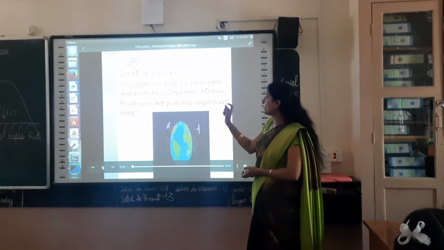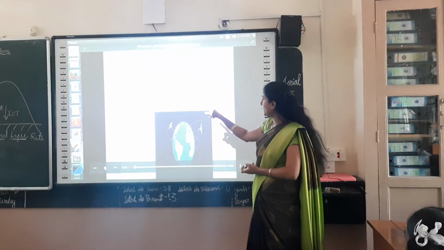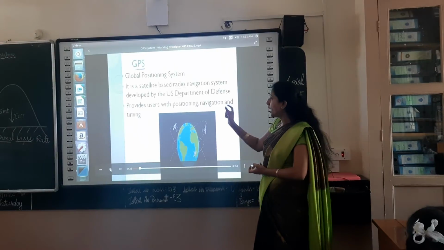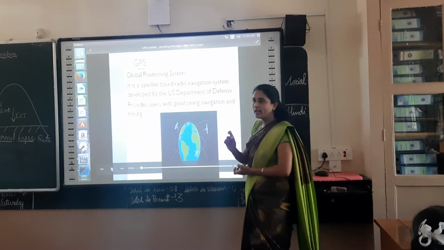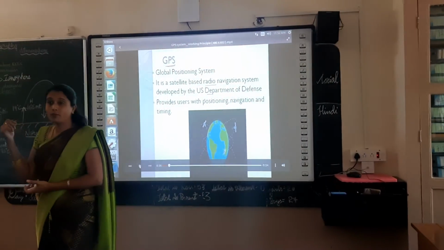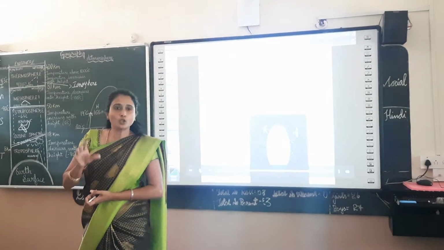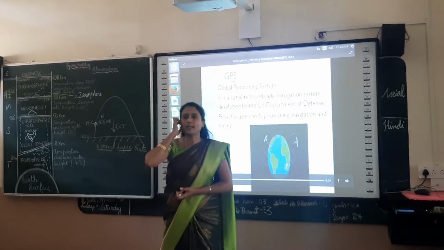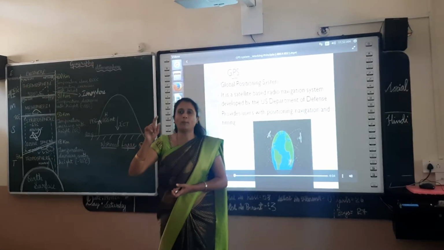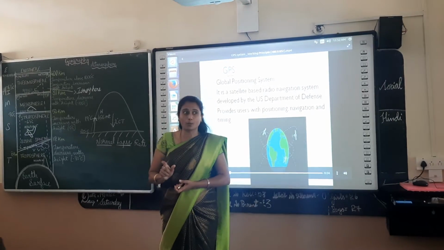Here, the full form is Global Positioning System. What we use it for is to identify the location, which is positioning. Navigation means it shows the route and also the time. For example, we use this kind of system through our mobiles, called Google Map. Through Google Map, when you search for a location, it will show the distance as well as the time.